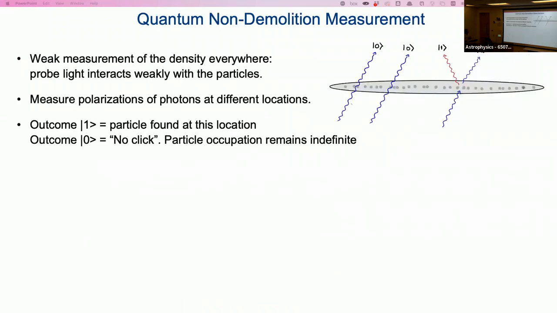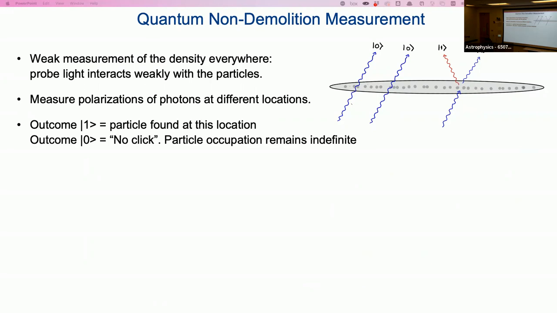Okay, so now we do a quantum non-demolition measurement where we measure the density weakly everywhere. Just as a warm-up, I want to do it in the simplest possible way, which is actually a realistic measurement. The photons interact weakly with the system. If they happen not to interact with any atom, then they basically stay in their state zero. If they interact, they undergo some unitary transformation that gives you a superposition of zero and another state one. The state one could be, for example, a different polarization state of the photon.